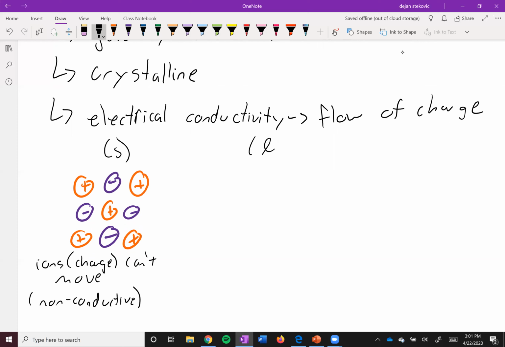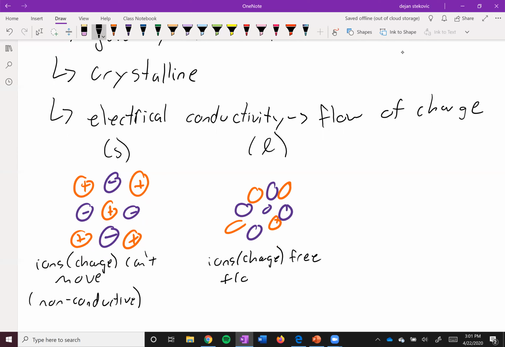What if you melt it down to a liquid? Well, think about what a liquid is. In a liquid, the ions or the molecules are allowed to flow around. This is a very bad picture of what a liquid would look like, but you get the point. So ions, which are the charge, are free to flow. And so this one is conductive. When you melt it down to a liquid, it does indeed become conductive.